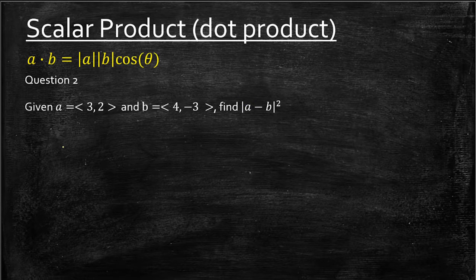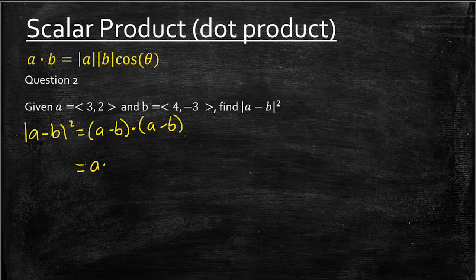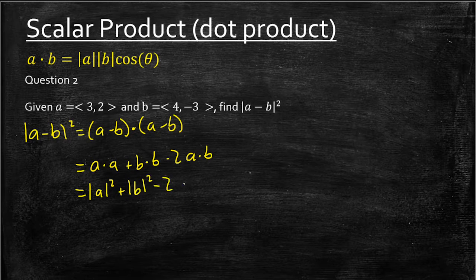So what do we know? We know that the modulus of a take away b all squared is going to be a take away b dot a take away b, and this is going to give us a dot a plus b dot b minus 2 lots of a dot b. Now a dot a is the modulus of a all squared, b dot b is the modulus of b all squared, and then we have to take away 2 a dot b.